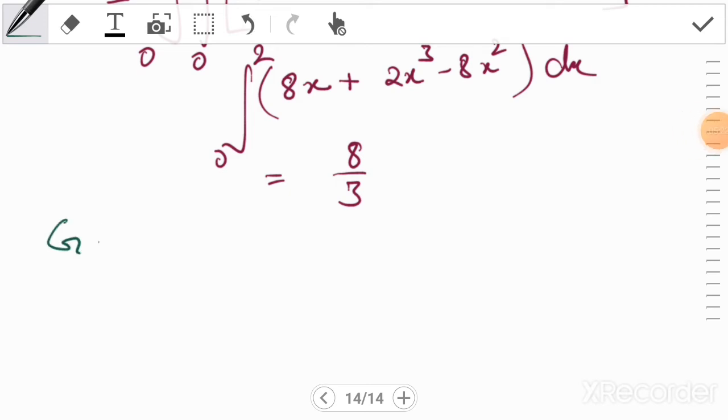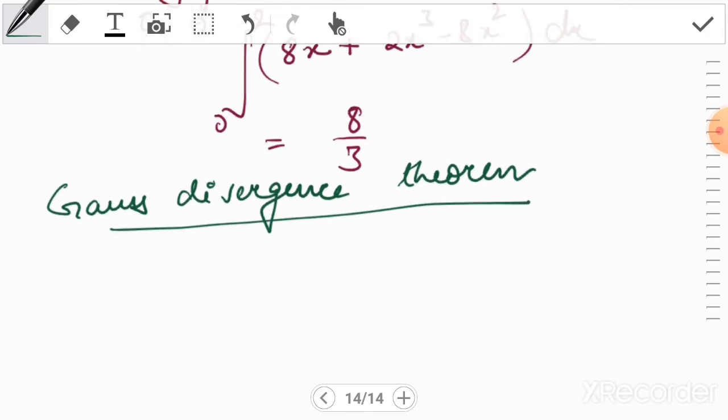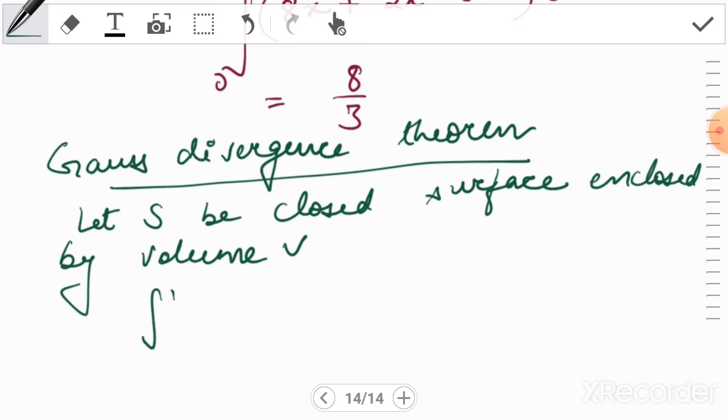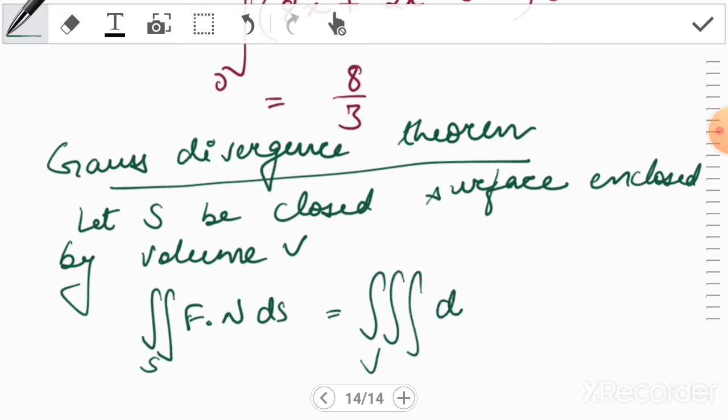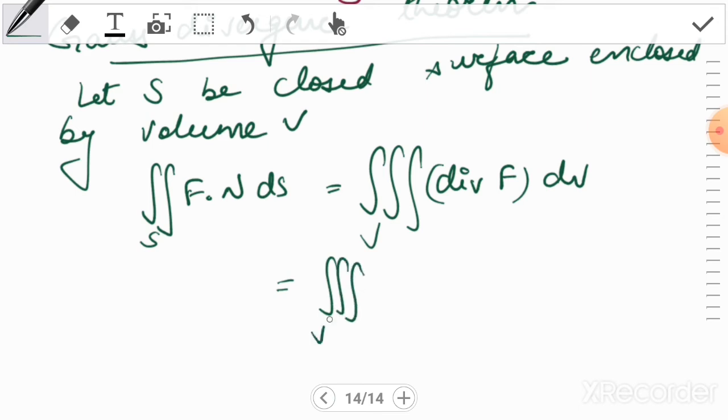Next is the Gauss divergence theorem. The Gauss divergence theorem uses the connection between surface and volume integrals. So let S be the closed surface enclosed by volume V, and F be any differentiable vector function, then the surface integral of F dot n ds is equal to the volume integral of divergence F dV, or del dot f dv.